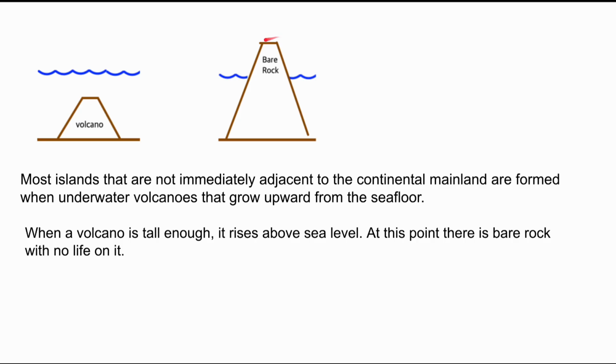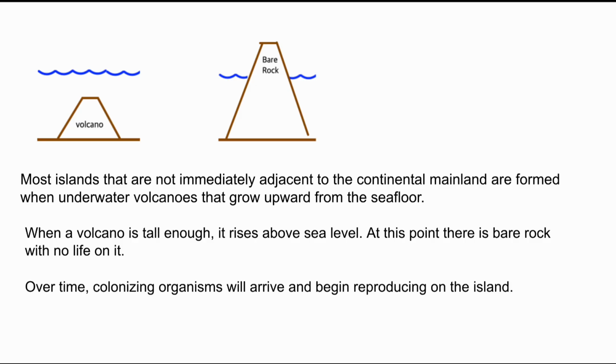Well, when it first comes up, it's just bare rock. There's not going to be any life there. So primary succession is going to have to happen before we can start to colonize. But the term colonize just means arrive at and begin living on. Okay, and so organisms, both plants and animals, are going to arrive at and begin living on the island.